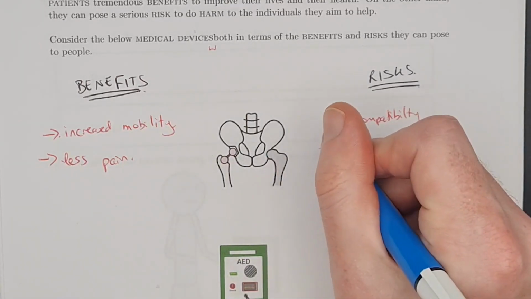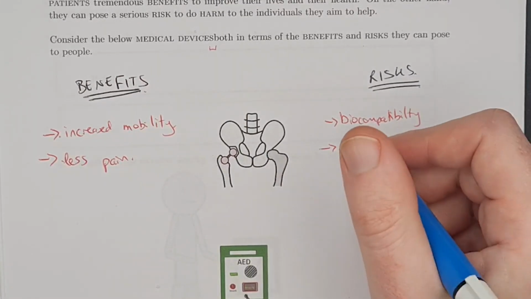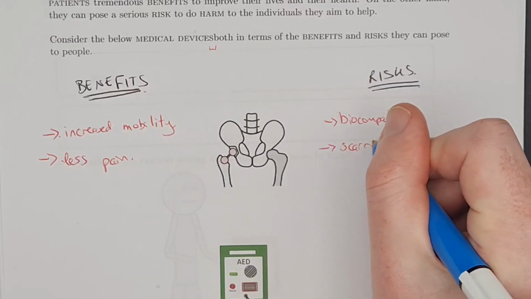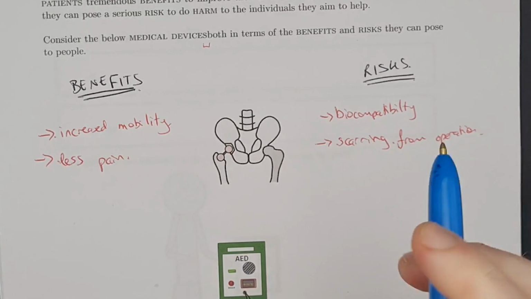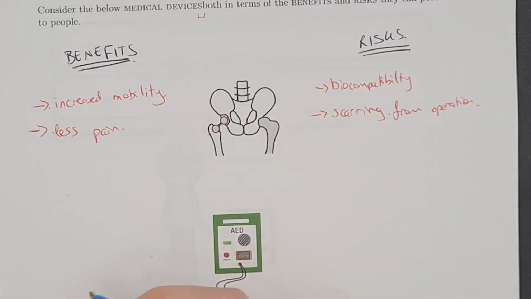Another one that we might consider is things that you might just get from the operation. So someone's going to have to undergo an operation, so they're going to have scarring. There's going to be a risk there. So obviously some risks you can't fully mitigate, but you can try as best as you can to reduce.